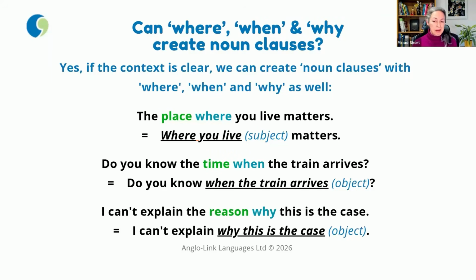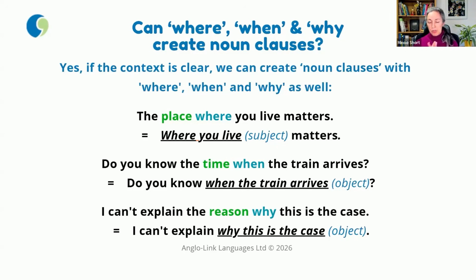Do you know the time when the train arrives? Obviously, when refers to the time, so we can drop time. Do you know when the train arrives? Here, again, we have created an object for the verb know. And the last example, I can't explain the reason why this is the case. Again, why always refers to a reason. So you can drop the word reason. I can't explain why this is the case. Again, this is now the object of the verb explain.